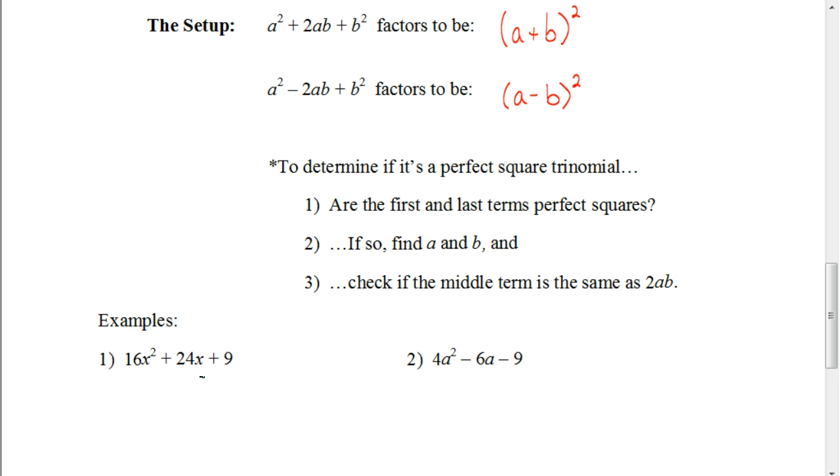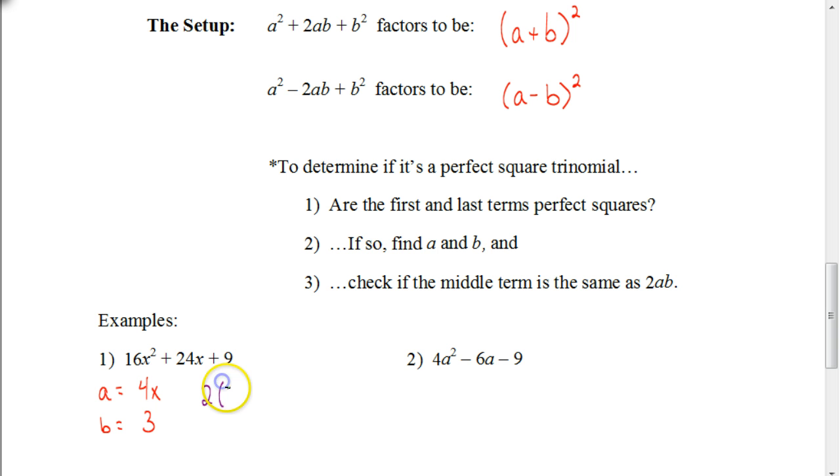So what I'm going to do is I'm going to figure out what a would be. A in this case would be the square root of 16x squared, which would end up being 4x. My value for b in this case would be the square root of 9, which is 3. So I am able to take the square root of the first and last terms. So now I want to figure out if it's a perfect square trinomial, and does it meet that last requirement? Is the middle term the same as 2 times a times b?